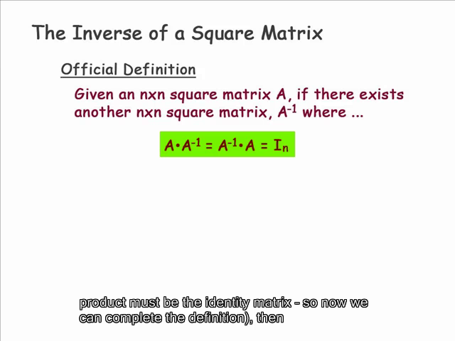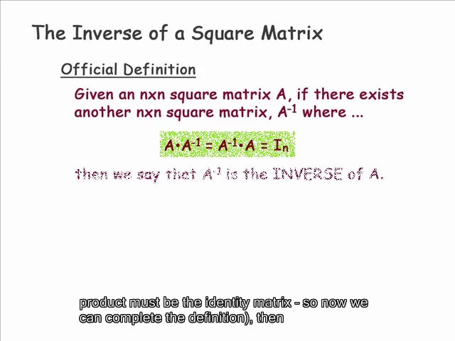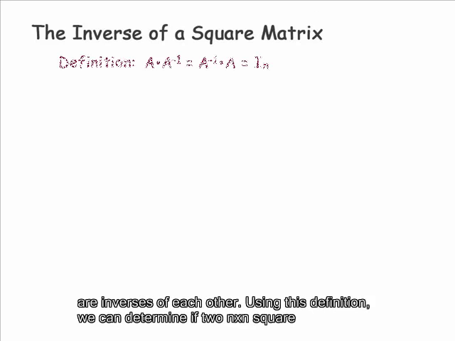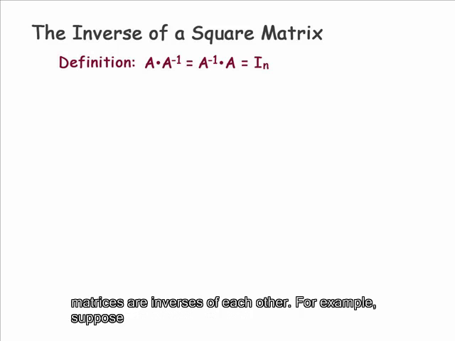So now we can complete the definition. Then we say that A inverse is indeed the inverse of A. And we can actually say that A inverse and A are inverses of each other. Using this definition, we can determine if two n by n square matrices are inverses of each other.